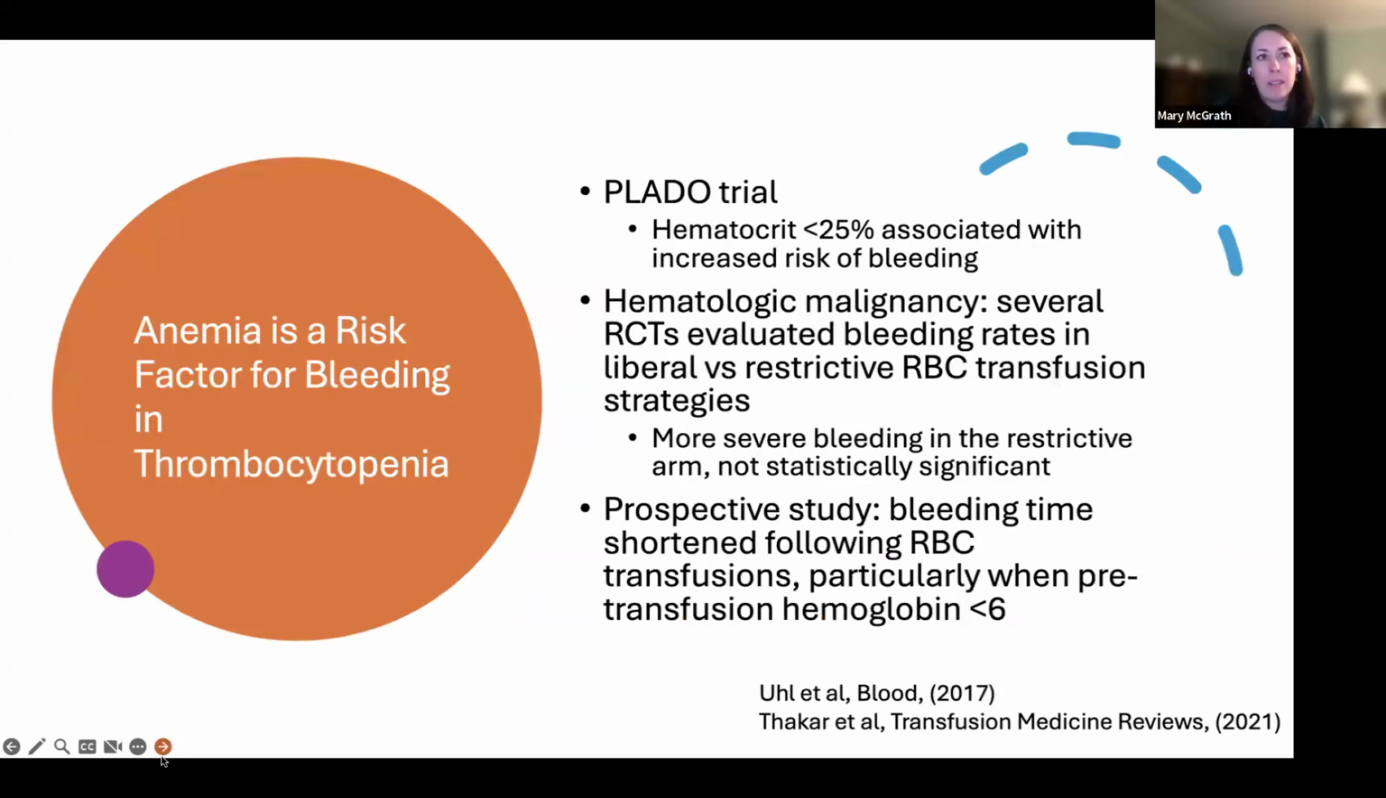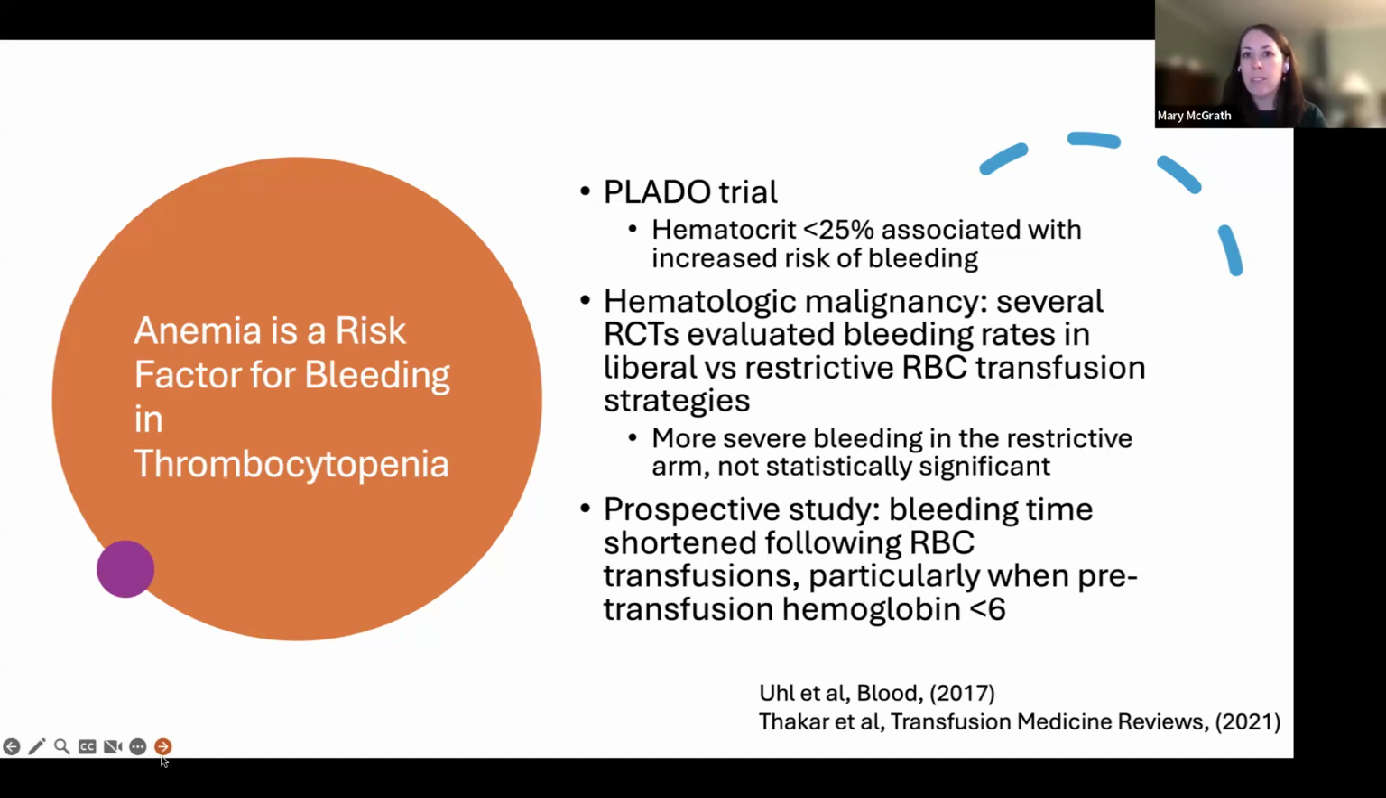There is some clinical evidence to support this theory that anemia is a modifiable risk factor for bleeding in individuals with thrombocytopenia. The PLADO trial, which investigated the dose of prophylactic platelet transfusions and whether that had an impact on bleeding outcomes, found that hematocrits less than 25% were associated with an increased risk of bleeding in the setting of thrombocytopenia.